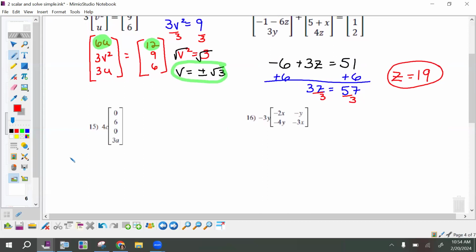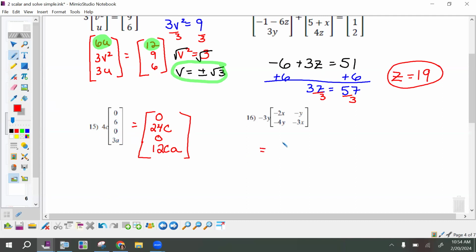All right, 15 is not a solving, it's just simplify. It looks like we have a scalar of 4c. So 4c times 0, 4c times 6, 4c times 0. Let me make this big enough again. And then 4c times 3a is 12ca. You could write ac, it's the same thing.